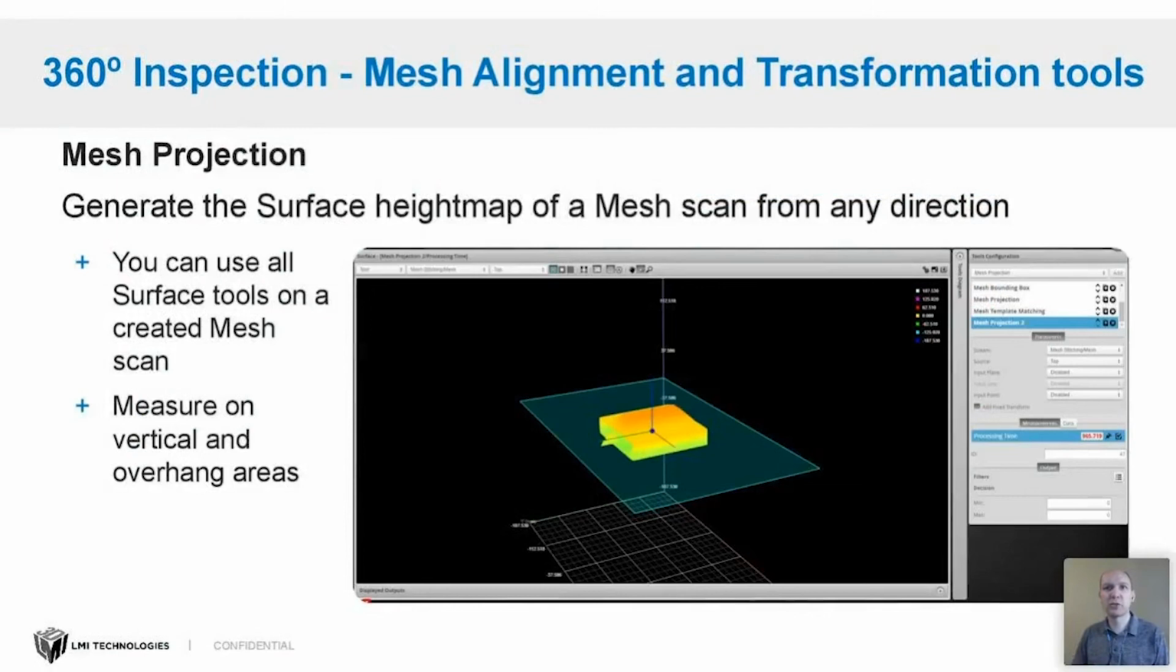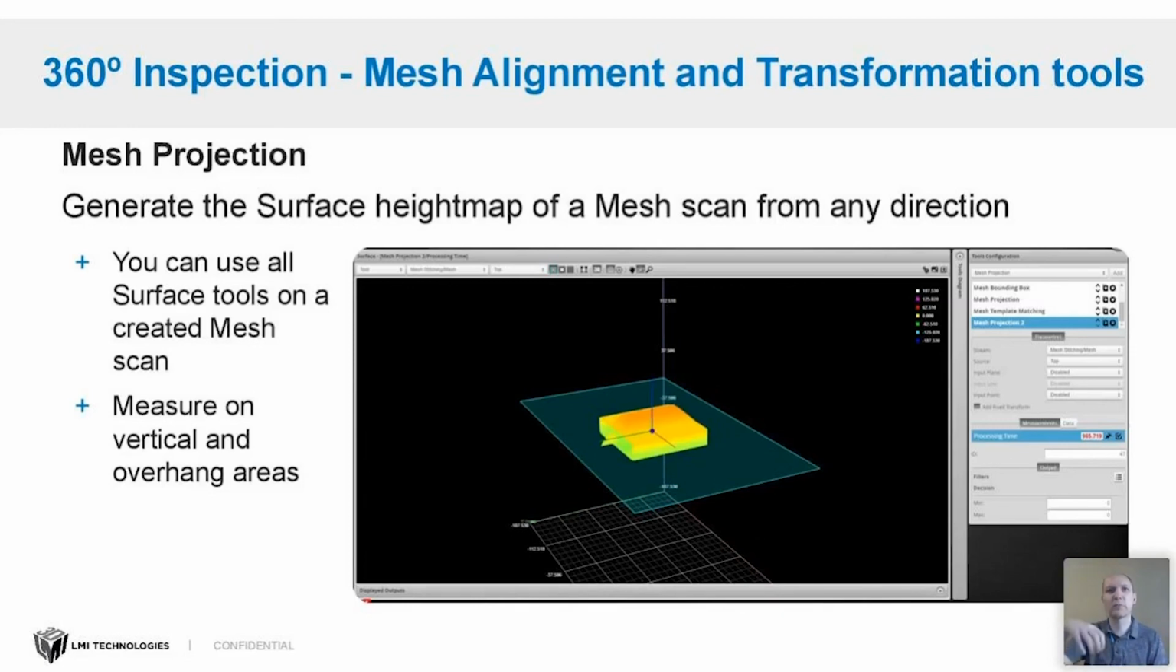Then the mesh projection tool. This is a really important tool because it allows you to get from a mesh into a surface height map. And this is important because once you have it as a surface height map, you can use all the existing surface mode tools to operate on your mesh data. So you can picture this as just generating a view of your part from any specific angle.